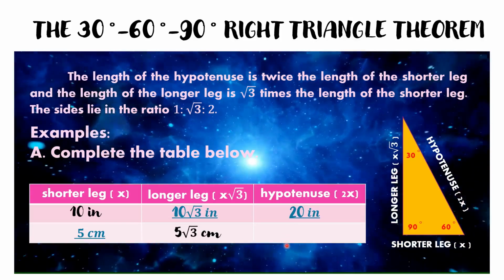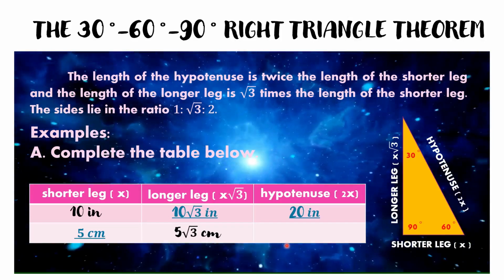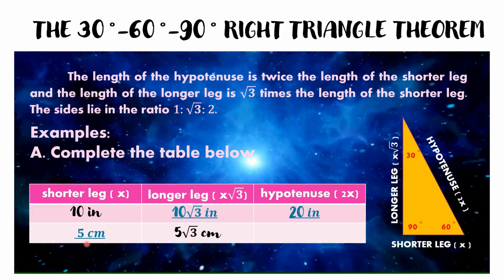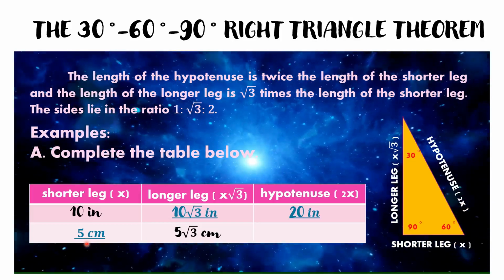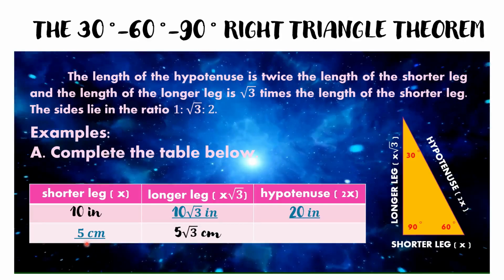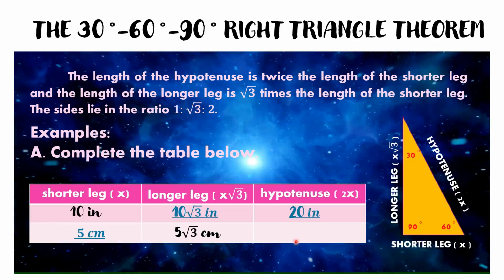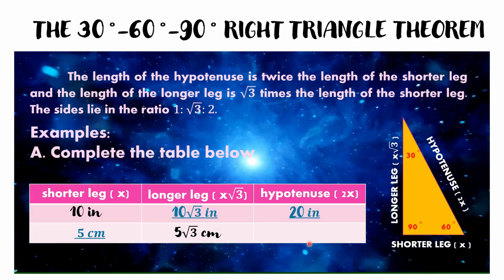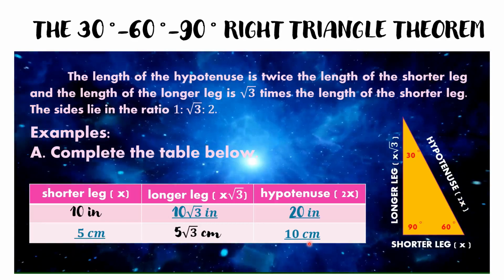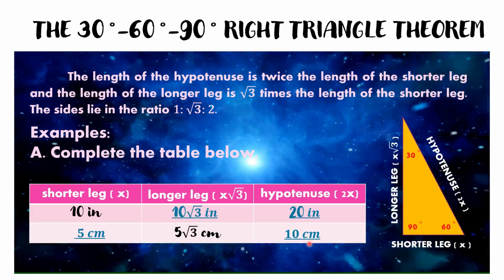For the hypotenuse naman, hypotenuse is equal to 2x. Since x is equal to 5, or the shorter leg is equal to 5, ita-times 2 natin siya para makuha natin ang hypotenuse. So, 5 times 2 is equal to 10 centimeters.